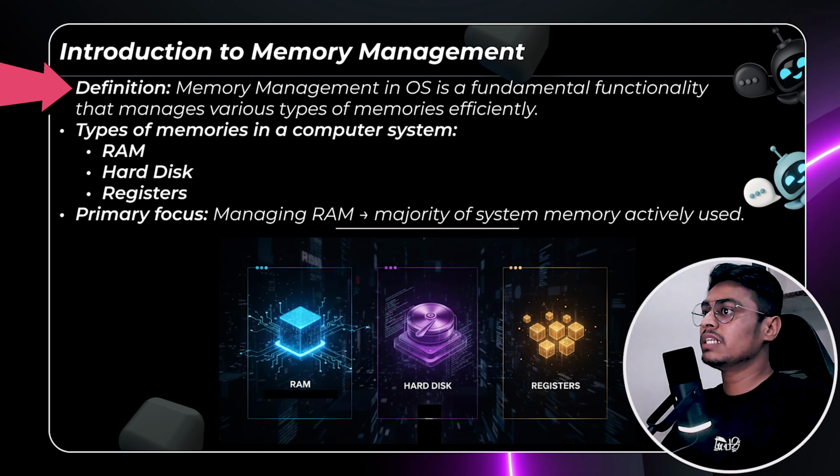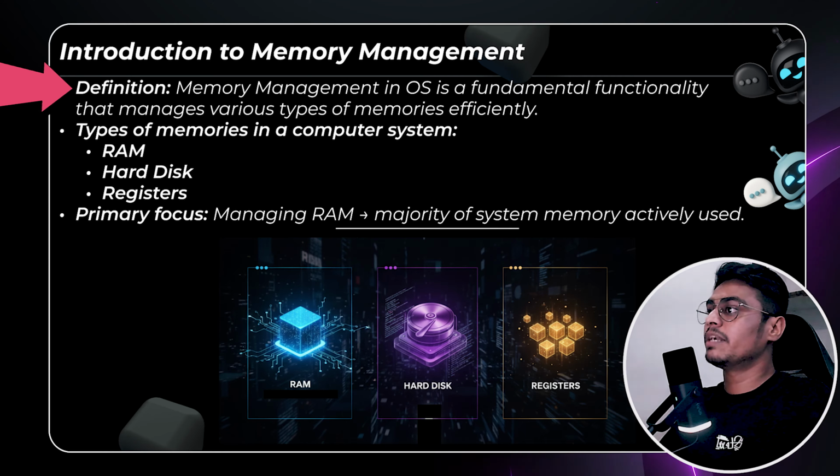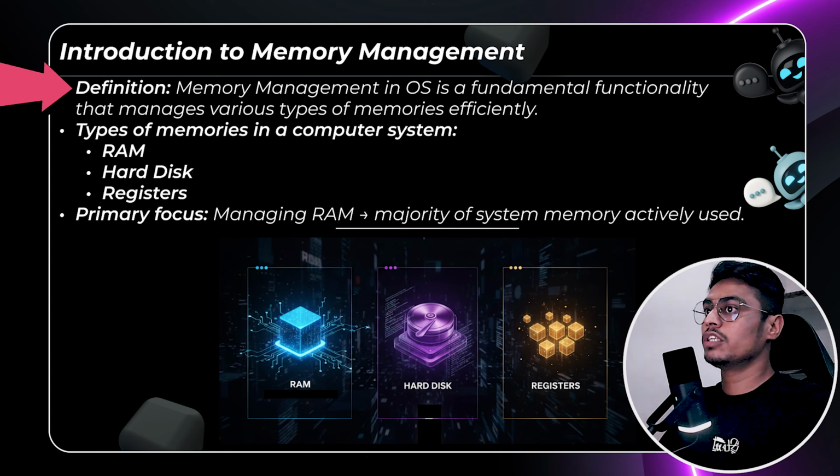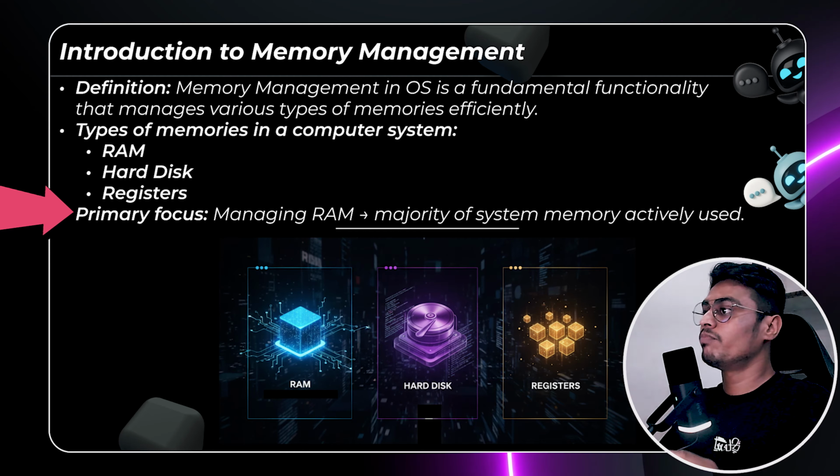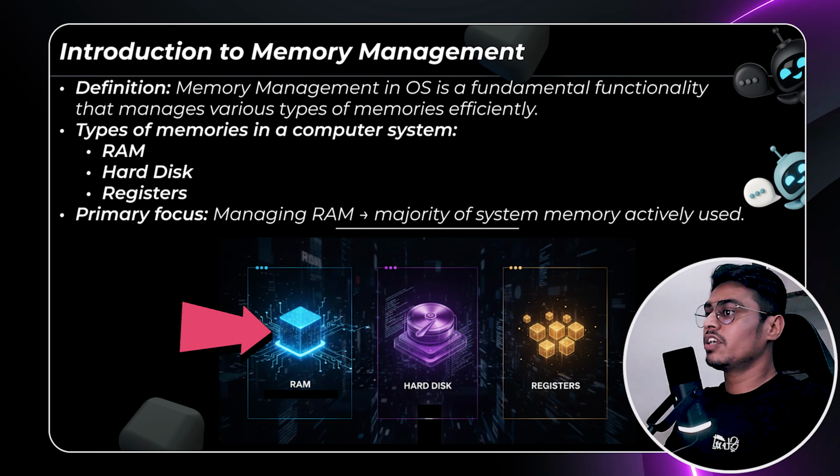Memory management in operating system is a fundamental functionality that manages various types of memory efficiently. In our laptops or our computer systems, there are different types of memories available like RAM, hard disk, registers. So the primary focus of memory management is to handle these memory resources in the most efficient manner possible. So we majorly concentrate on RAM because it constitutes the majority of the memory that the system actively works with.